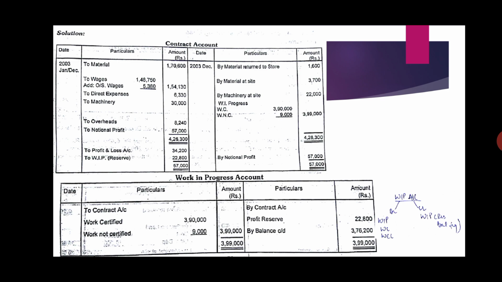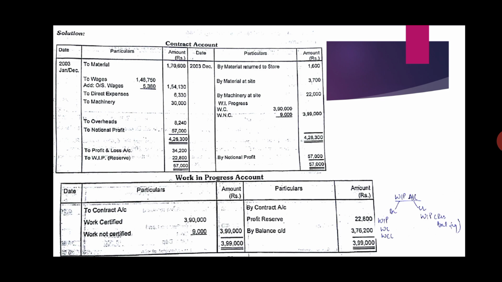Material, wages, any of the outstanding wages will be added. Direct expense, machinery only at cost, overheads. On the right hand side, material returned to store. If it is issued to store, then debit. If it is returned to store, it means it is a leftover which has been returned back to the store. So it is on the credit side of the contract account. Next is material at site, machinery at site.